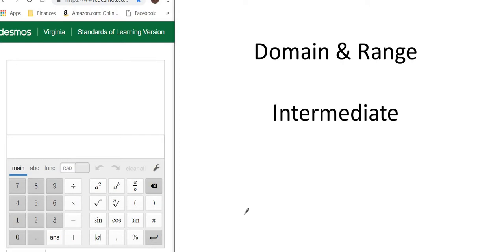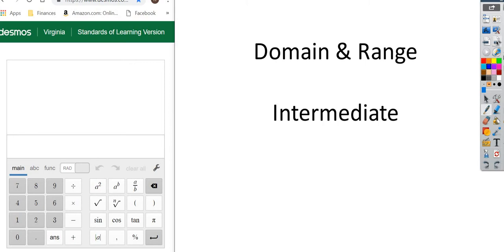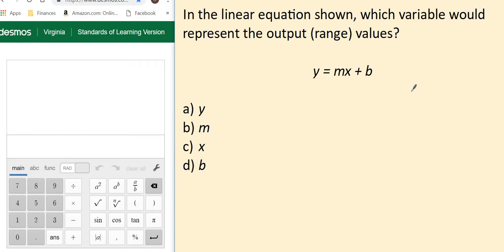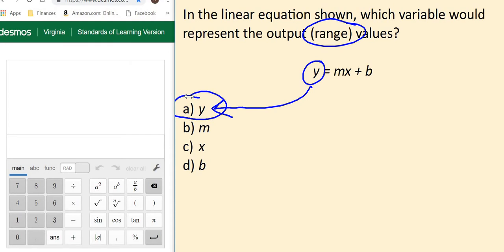Okay, so now we're going to do domain and range intermediate. Again, remember, domain is always your x values, range is always your y. This says, in the linear equation shown, which variable would represent the range? So you know range is y, so that would be a.